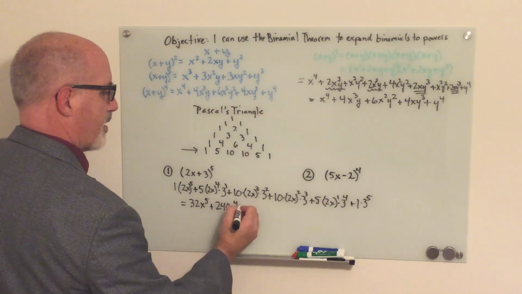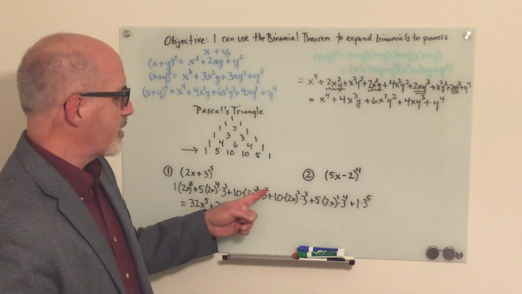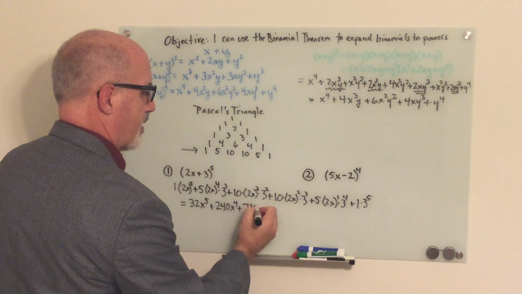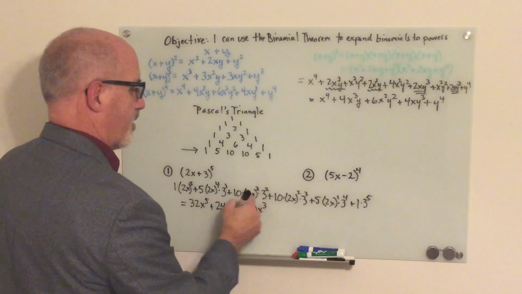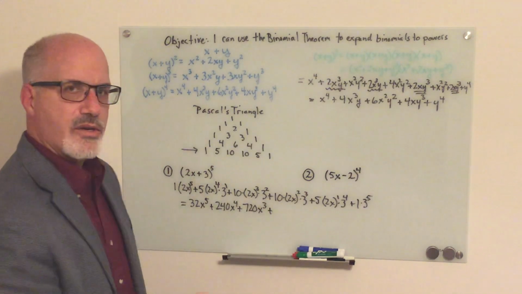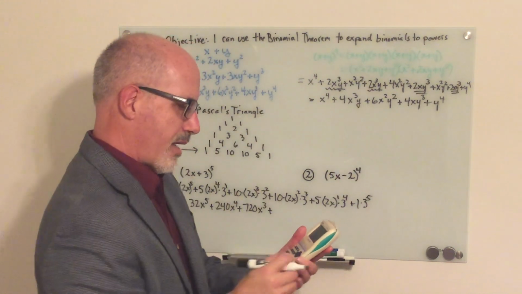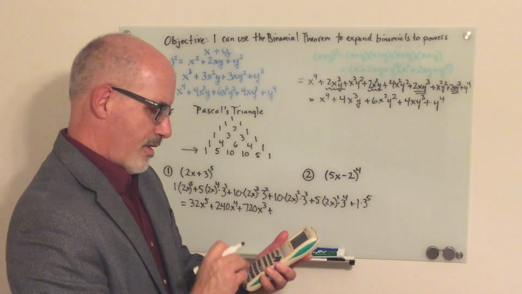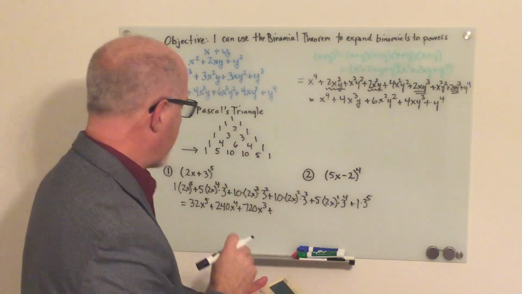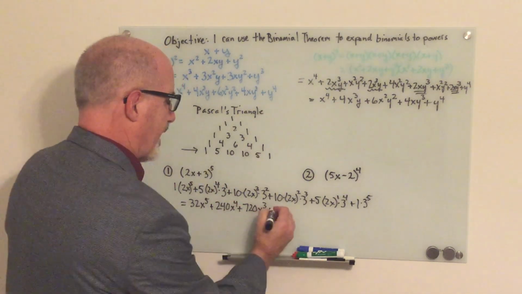X to the 4th. Plus, now we're going to do 2 to the 3rd, that's 8. Times 3 squared, that's 72, times 10 is 720, x to the 3rd from that, plus 2 squared is 4, 3 to the 3rd is 27, so I'm going to take, and I'm going to multiply 4 times 27, and then I'm going to multiply that 27 times the 10, and I get 1080.